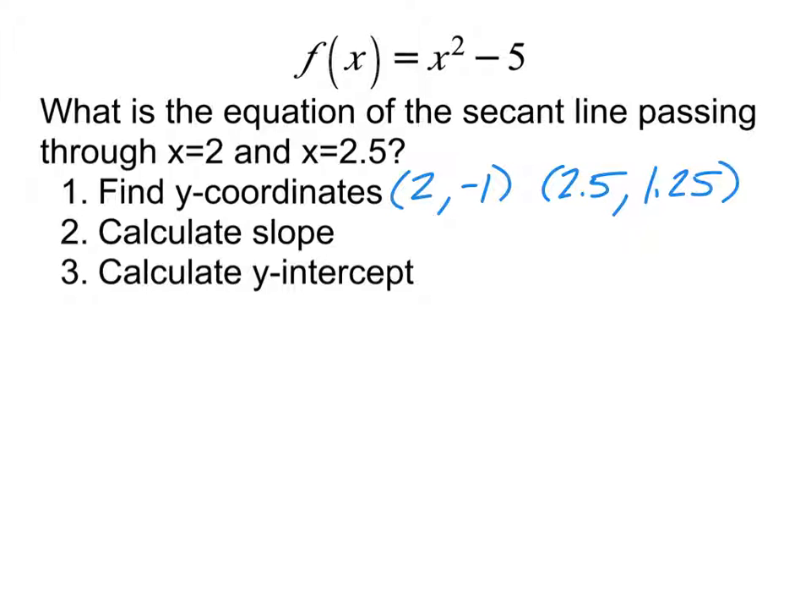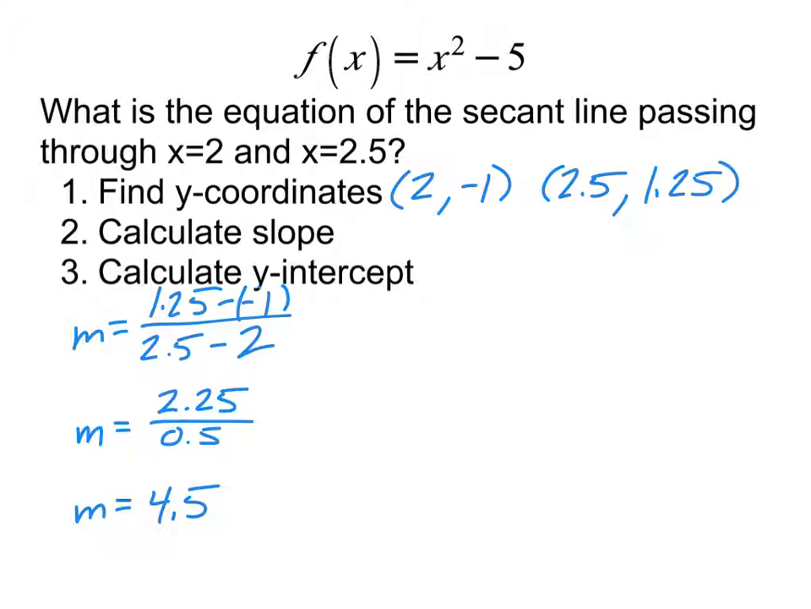Then we can go ahead and start finding the slope. Remember slope? That old rise over run? The slope m equals y2 minus y1 over x2 minus x1. And then continue from there. All right, so now that we've done that calculation, we find that m equals 4.5.